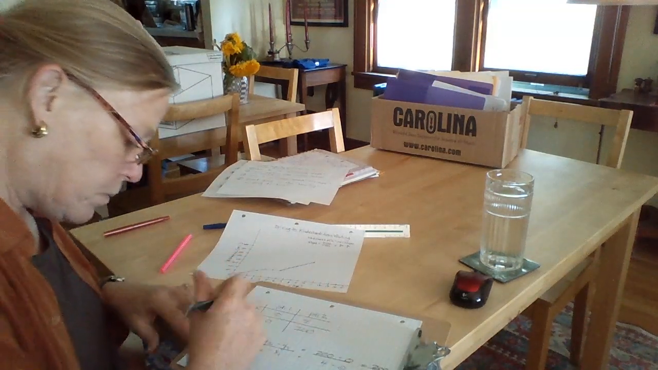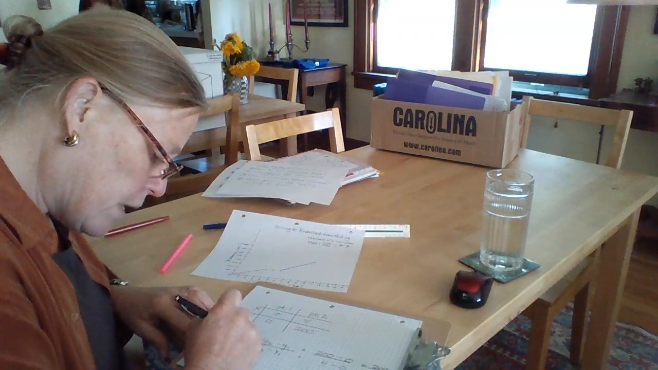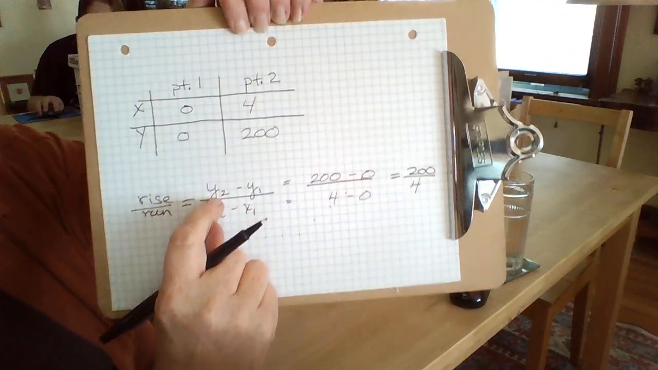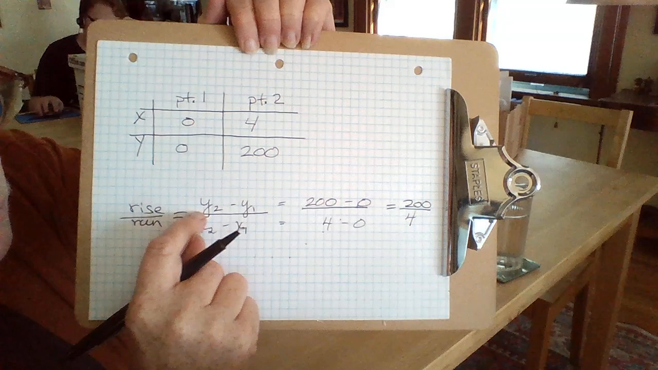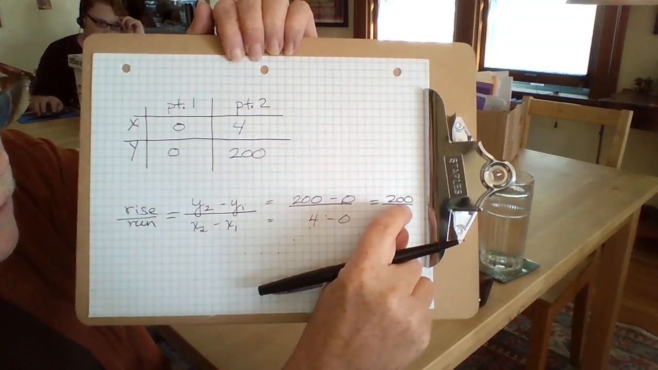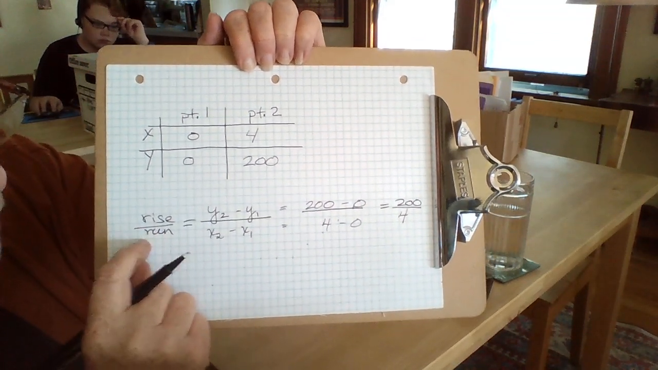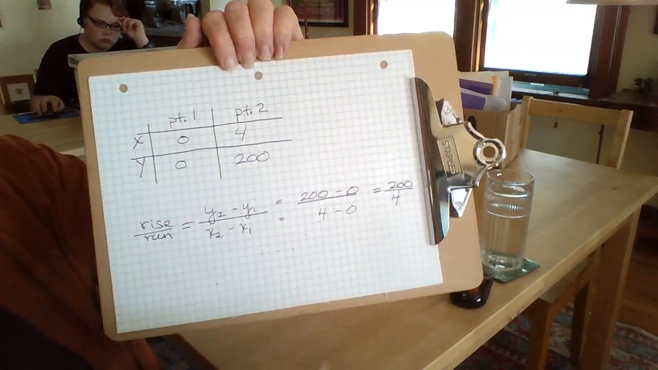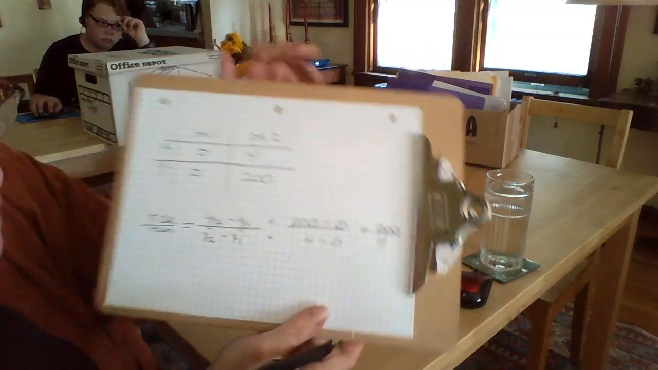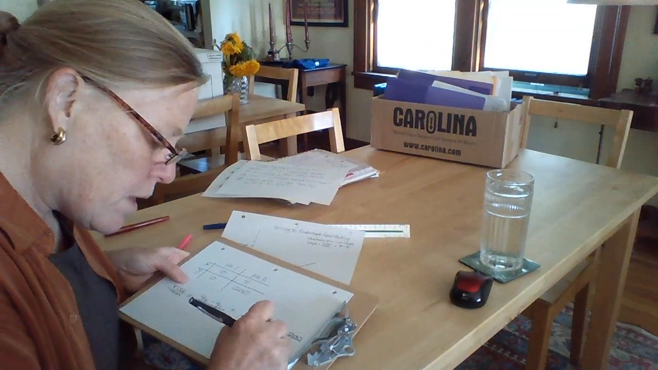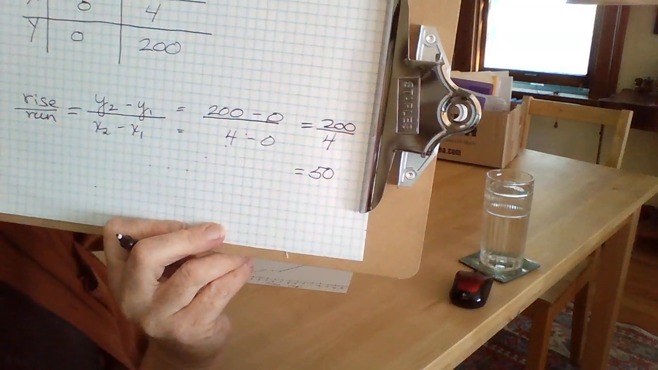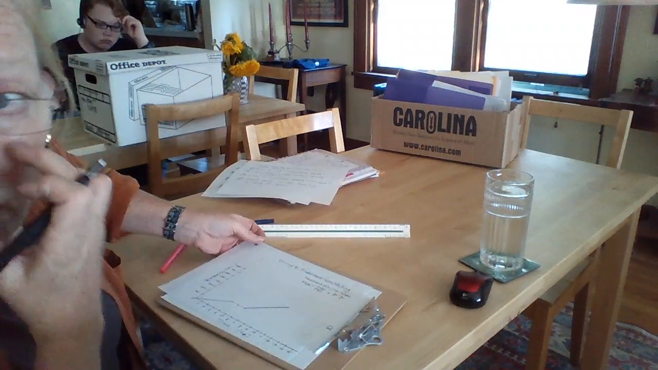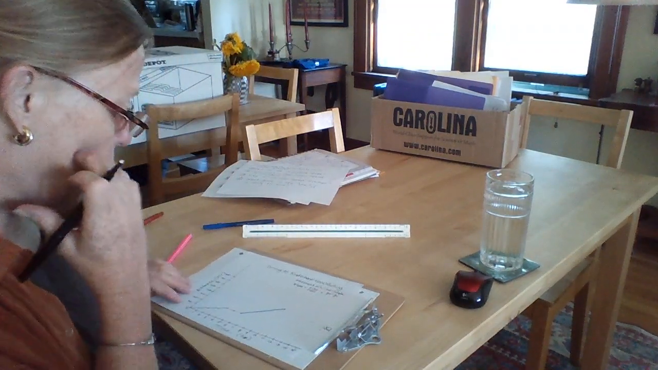So rise over run equals our second y minus our first y, y2 minus y1 equals 200 minus 0 equals 200, divided by run, or across, our second x minus our first x, which is 4 minus 0, which is equal to 4. Our slope is 200 divided by 4, and last time I looked, that was 50. That's how you calculate slope. Yay! Okay.